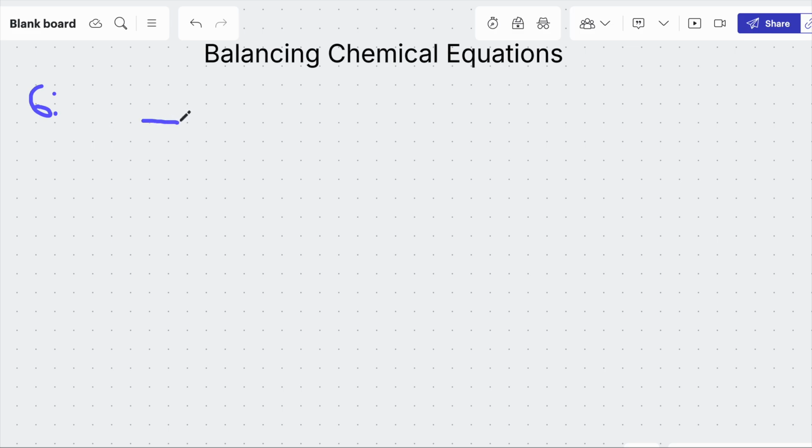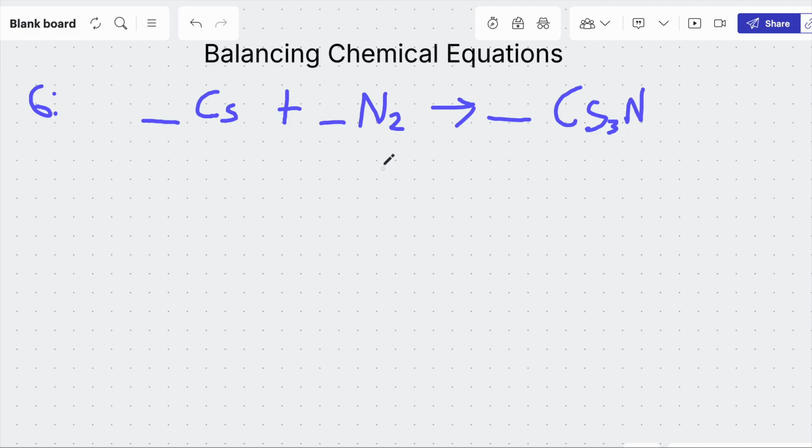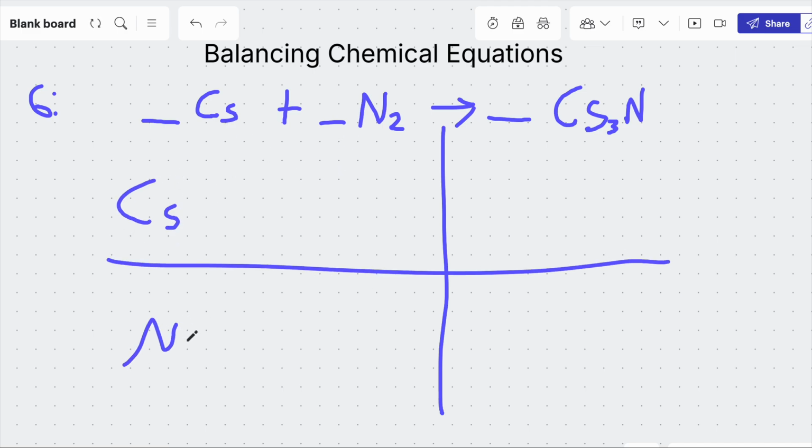Question 6 is blank cesium, which is Cs, plus blank N2 makes blank Cs3N. Okay, bam. So we've only got 2 elements here. We've got Cs's and N's. So let's start with our counting.